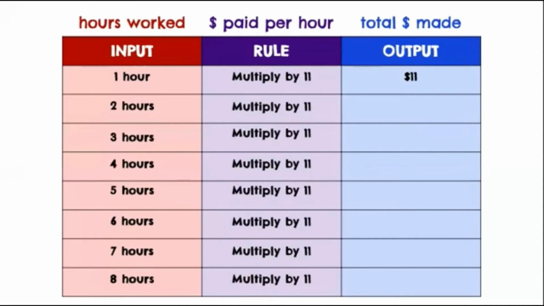So if you work 2 hours, you would multiply 2 by 11 to get $22 total. 3 hours for $11 would be $33 total. 4 hours would be $44. 5 hours would be $55. 6 hours would be $66. 7 hours would be $77. And 8 hours would be $88. So, if you worked for 8 hours that day, our function tells us that you would make a total of $88.